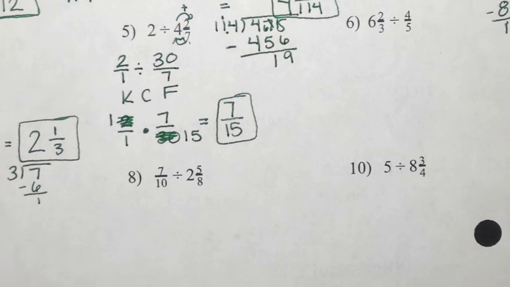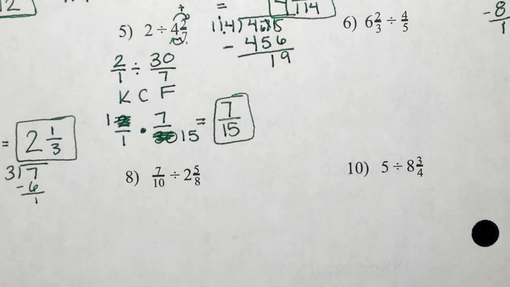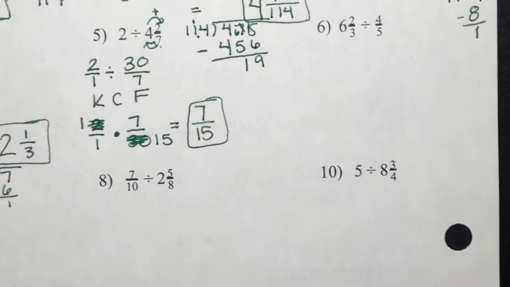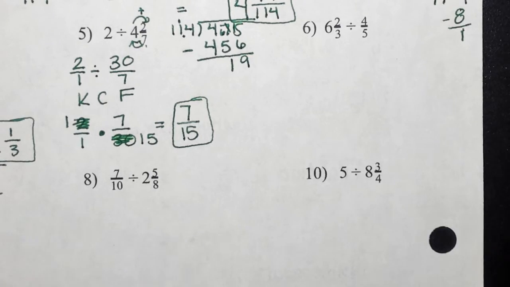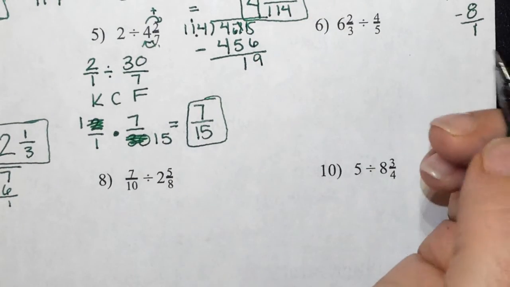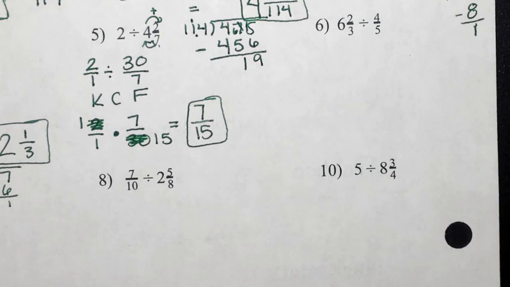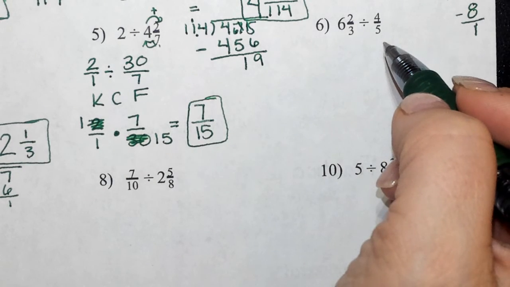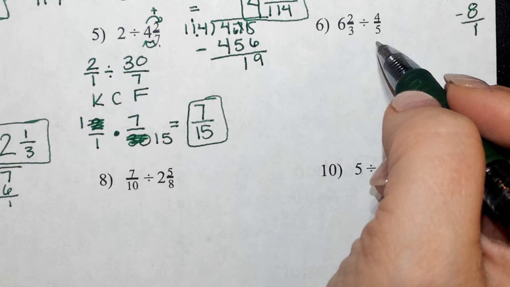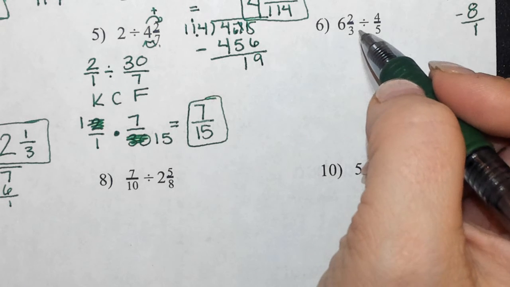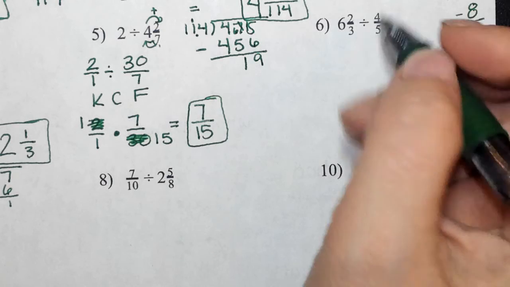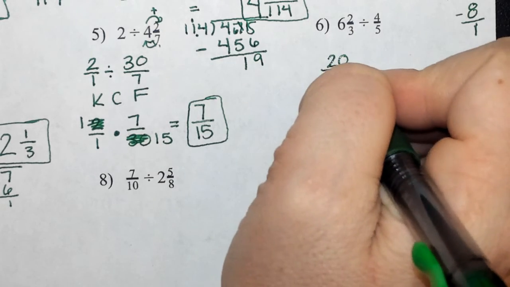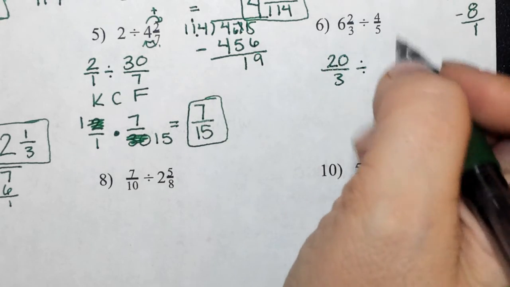All right, guys, I would like us to do one more. So on number 6, what is my first fraction going to change to? How am I going to change my first fraction? Raise your hand if you can change it for me. Three times 6 is 18 plus the 2. 20 over 3 divided by, what about my next fraction? Do I need to change it?